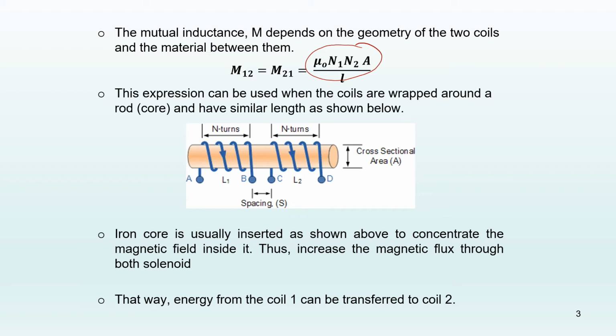Normally an iron core is inserted between these two coils. Actually, it is to increase the magnetic flux through both solenoids. That way, energy from coil 1 can be transferred to coil 2.